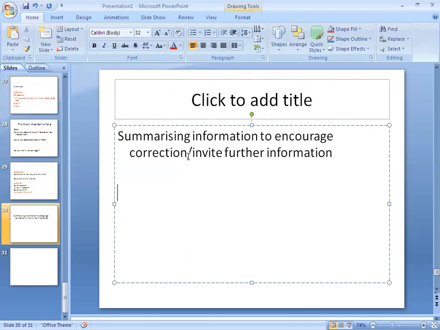Is it good to summarize like this? No, generally.